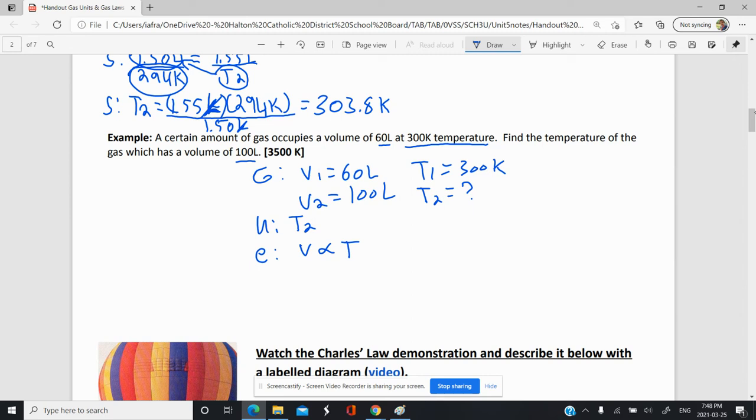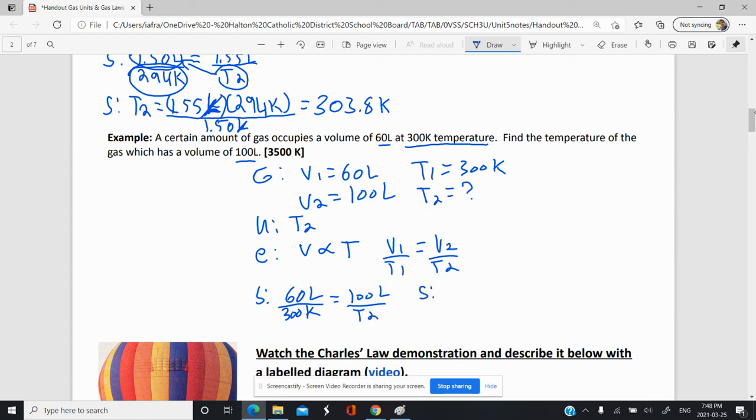Since this is a volume and temperature situation, we're going to have Charles' law here: V1 over T1 is equal to V2 over T2. So what will that give us? Let's go ahead and plug in our information and solve. We have 60 liters over our 300 Kelvin is equal to 100 liters over our T2.